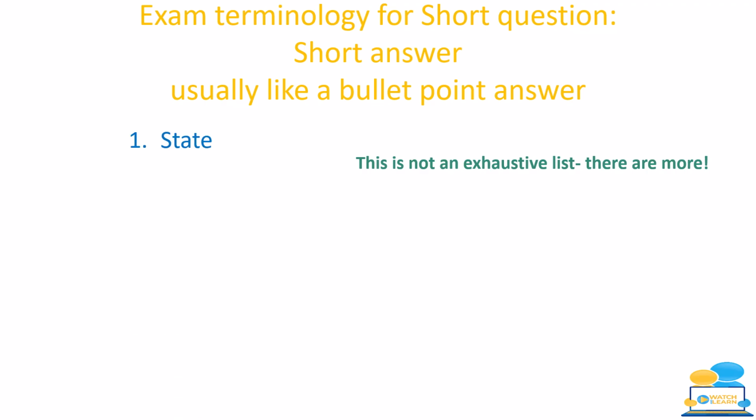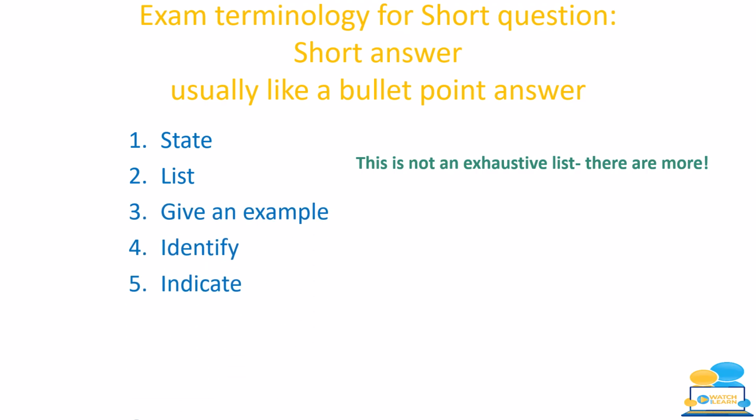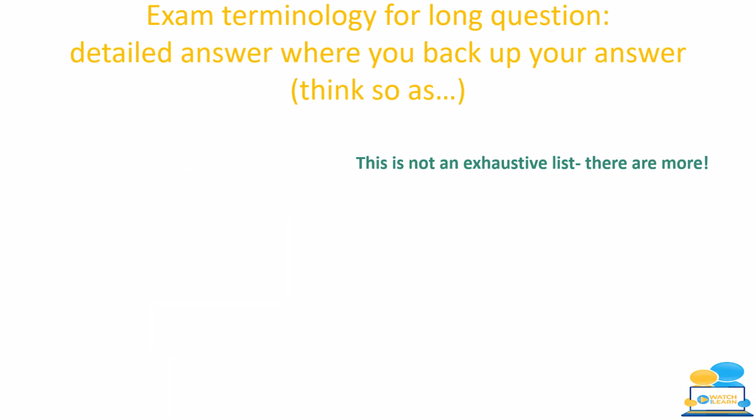The most common ones found, if you go back through your exam papers, are state, list, give an example, identify, indicate, name, and recommend. Now, as I said, it's not an exhaustive list. What this means is that there are many more, but these are the most common ones. So if you come across a question which uses these action verbs, this means you're going to give a short and sweet answer. In comparison to these ones.